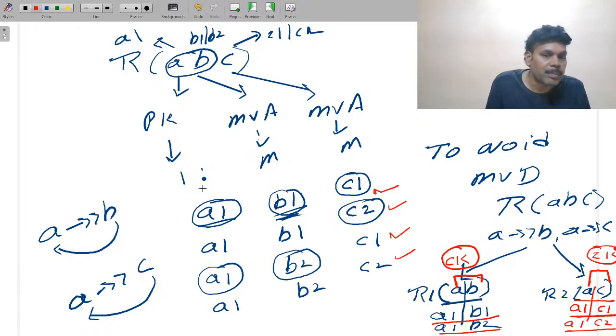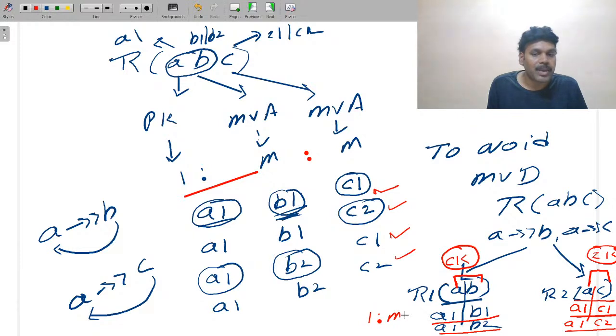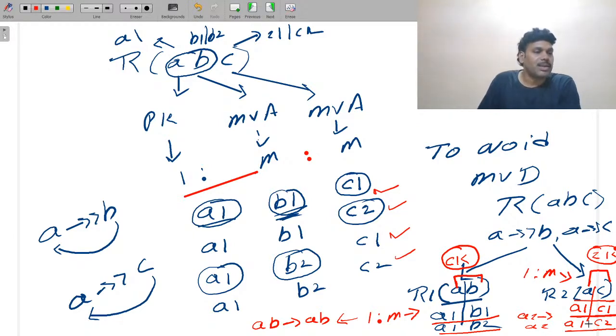So instead of having 1:m and 1:m together, I am splitting into two parts. Now 1:m becomes like this, 1:m becomes like this. So we have no multi-value dependencies except functional dependency. What is your functional dependency in R1 and R2? Very simple. AB is a key implying AB, AC is a key implying AC. This is how to convert your MVDs into fourth normal form.